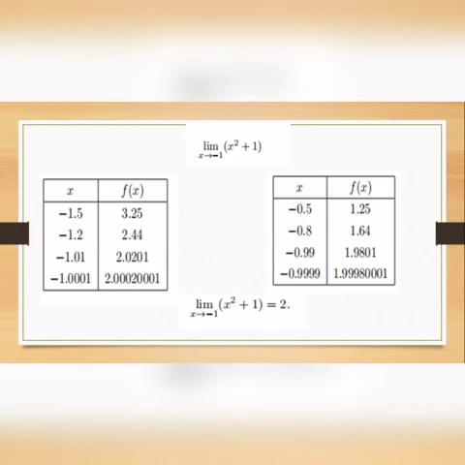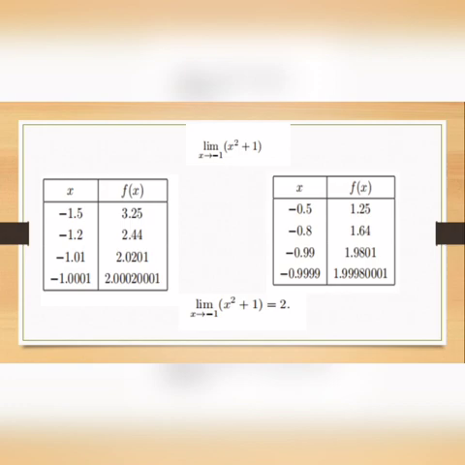So, look at what value it is approaching. You round down or round up. When you round off 3.25, that is 3. 2.44 becomes 2. 2.0201 is 2. 2.002001, that is 2. So their common value is 2.